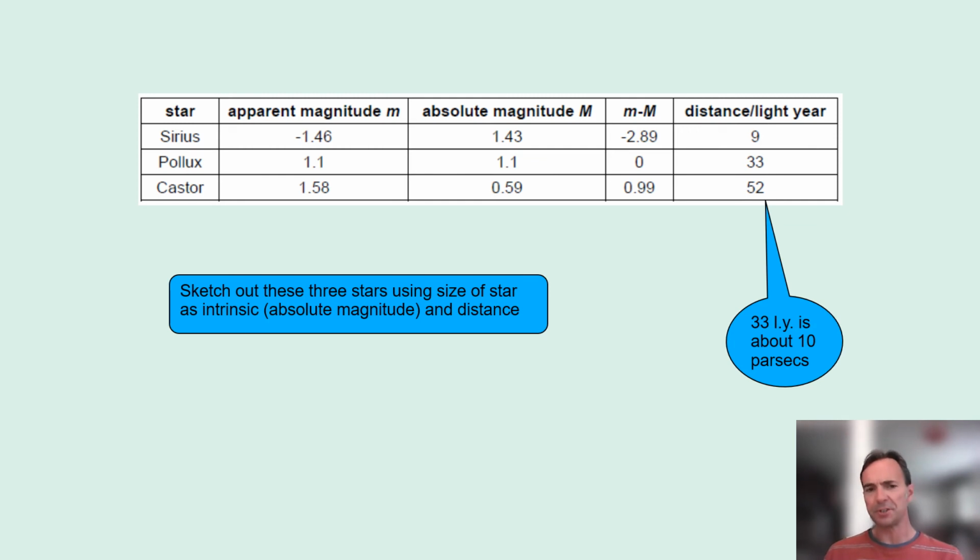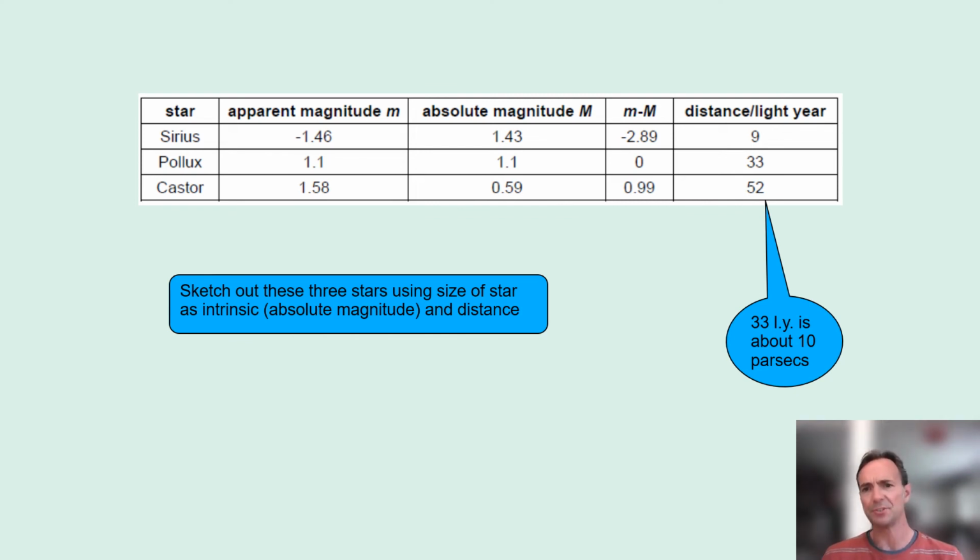Okay, so let's look at some data. I've nicked this from an AQA paper. We've got Sirius, Pollux, and Castor. Pollux and Castor are the two stars in Gemini. Astrology is codswallop, by the way. Sirius, of course, there as well. You've got apparent and absolute magnitude. You've got m minus M. Why do they give me m minus M? That's always an interesting one.